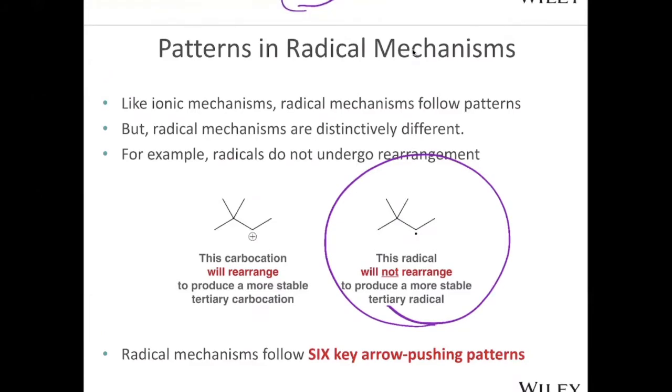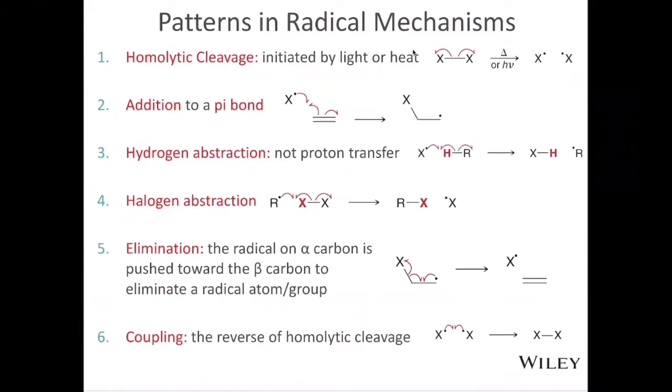We do have 6 key arrow pushing patterns for radicals. And here are the 6. We can have homolytic cleavage, and this needs to be initiated by heat or light. And that's where we have the 2 electrons in the bond. One goes each way, and we're cleaving that bond, and we're making 2 radicals.